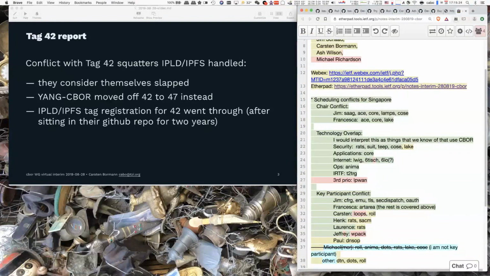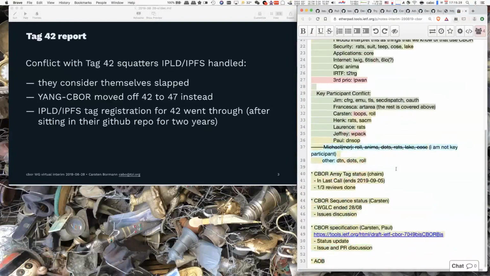Okay, well then we can move on to the next item on the agenda. So it's the CBOR rate tag status. It's right now in Glasgow, which ends the 5th of September. So I think that's exactly when you're going to be gone on vacation, Carsten. Right.